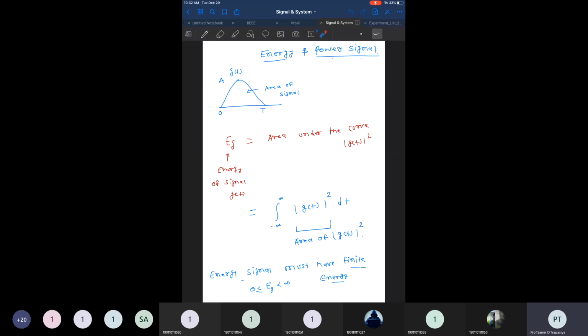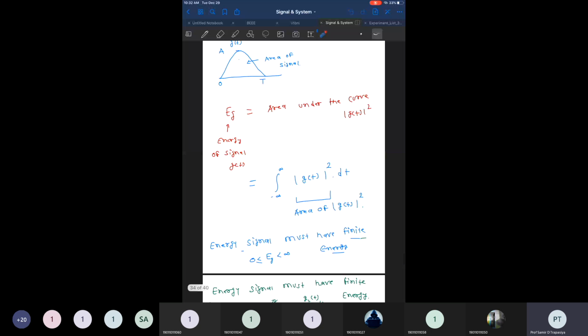The absolute value of g(t) will give the same value for a real signal, but for a complex value it gives the magnitude of the signal. So this absolute value of g(t) whole squared, if we integrate it over the whole duration of the signal, then it is known as the area under the curve of |g(t)|^2, and this is simply known as the energy of the signal. So the energy of the signal is basically the area under the curve of |g(t)|^2, and the signal is known as an energy signal if its energy is finite.